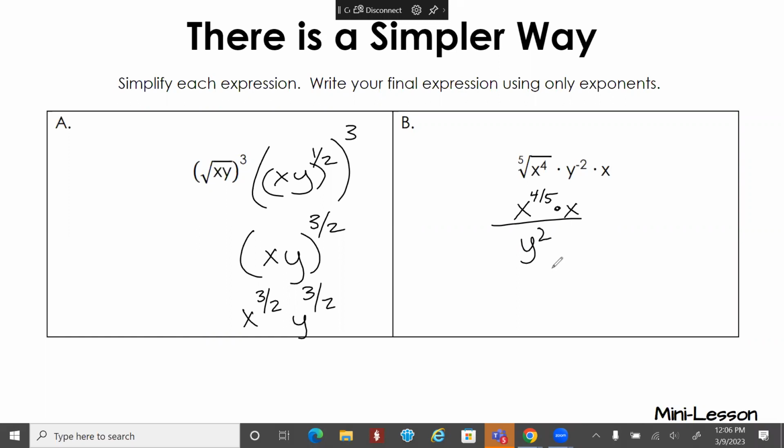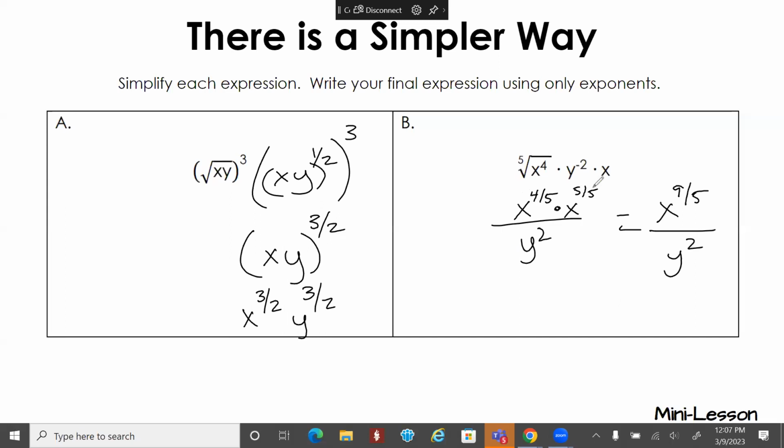And this is where it starts getting complicated, so you got to pay attention on this one. There's multiple steps. So we turn this root of x to the 4th into that x to the 4/5. We brought the y to the negative 2nd down to the bottom. Okay, and now on the top, we can combine these. So this would give us x to the 9/5 over y to the 2nd.